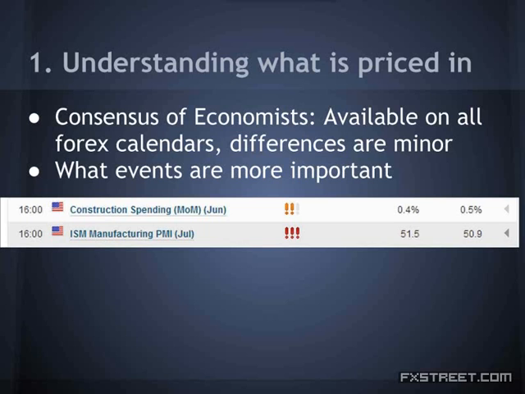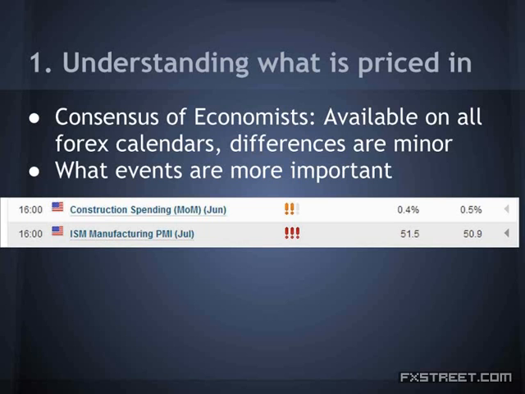Of course, there are some differences. Some calendars will show different numbers than others, but basically it's around the same numbers. And this is the first thing you should look at, understanding what figures are priced in. So in this case, that was the ISM manufacturing PMI, a score of 51.5 points was expected. But it's not only that. Let's see. Another thing here, just before we move on, you can see some events are more important than others. In this case, the ISM manufacturing PMI is more important than construction and spending.